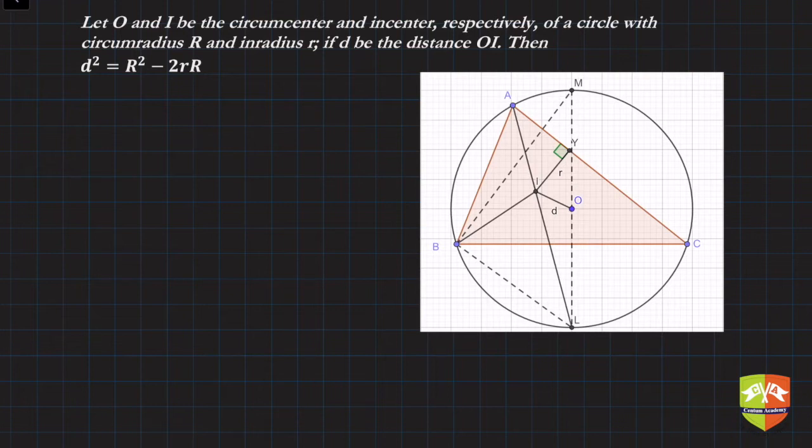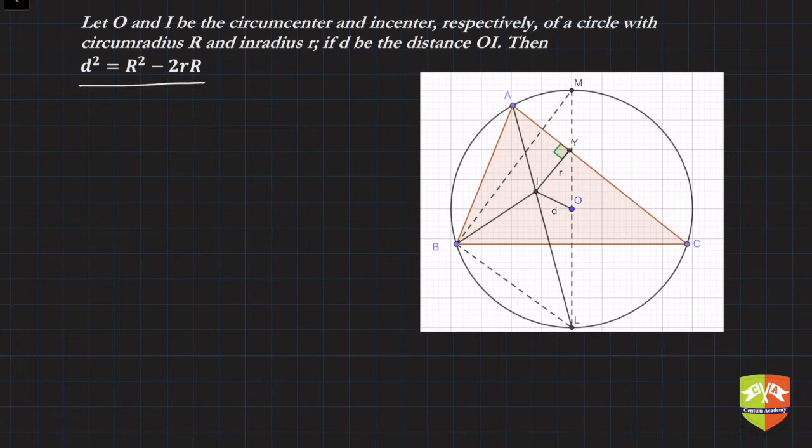The theorem says, let O and I be the circumcenter and incenter respectively of a triangle with circumradius capital R and inradius small r. If d be the distance OI, that means the distance between the circumcenter and the incenter is small d, then we have to prove that d square is equal to R square minus 2 times small r times capital R.